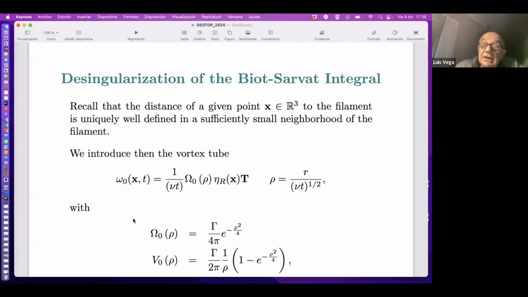So the question is now, what is the velocity in the case where the vorticity is precisely this formula? This is a very nice and simple computation, and the answer is the one you see on the bottom. What I'm claiming is that this is the Biot-Savart integral of omega naught. V naught is the Biot-Savart integral of omega naught. And the interesting thing is that now at the origin, at rho equals 0, this is 0.